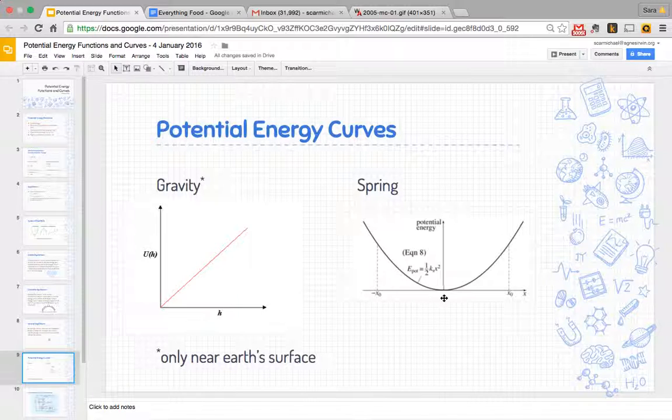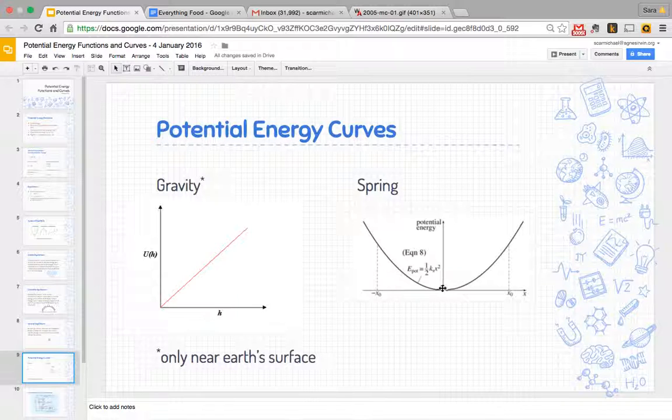A spring is a little bit more interesting, right? It's 1/2 kx squared, so we've got a parabola going on here. We've got a point of equilibrium. Ask yourself, what type of equilibrium position is that? Hopefully you thought stable, and you're right. So if you give it a little push in either direction, the spring is providing what's called a restoring force. It's going to bring the object back to that stable equilibrium point.